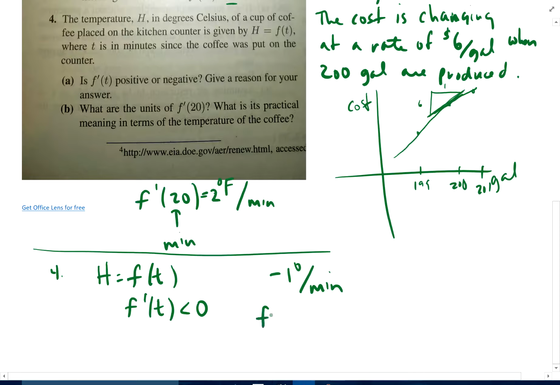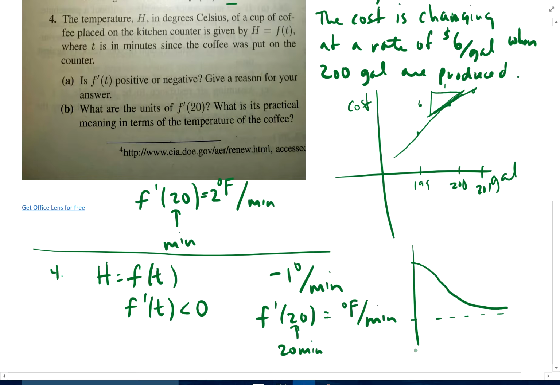So F prime of 20 is degrees Fahrenheit per minute of the change of temperature of coffee at 20 minutes. How fast is it changing? And I suspect coffee is going to decrease, like we talked in class a little bit, faster, and then it slows down and levels off at whatever the room temperature is. Okay? Does that make sense? So it's getting colder, so this is actually going to be a negative number because the temperature is going down. It's the slope right there, the rate of change. Okay, got that?